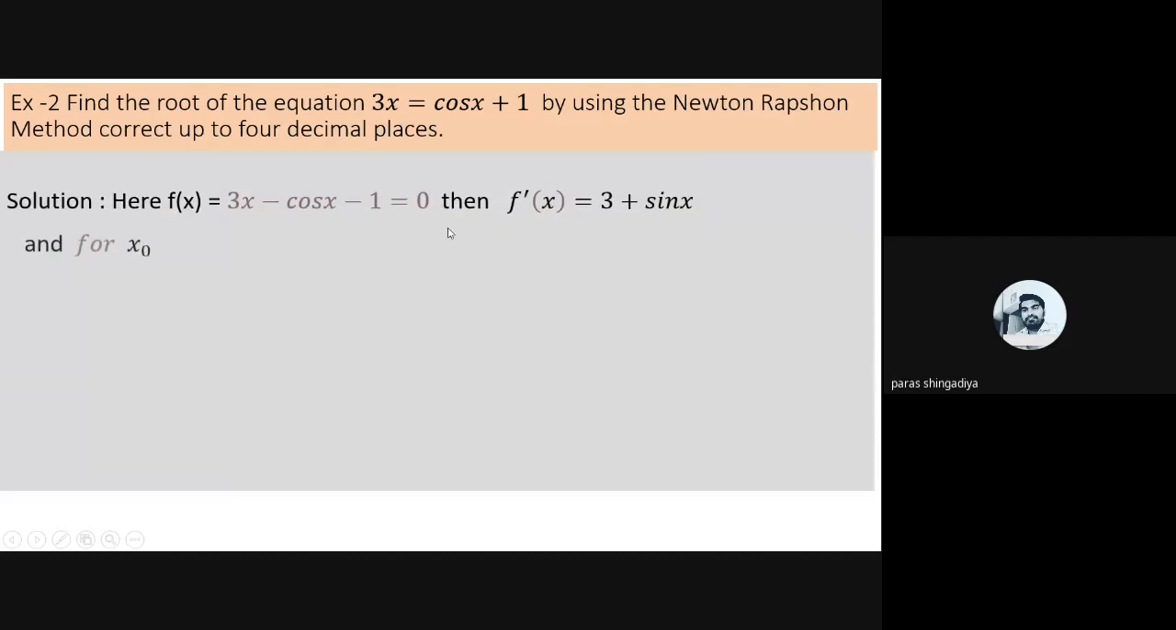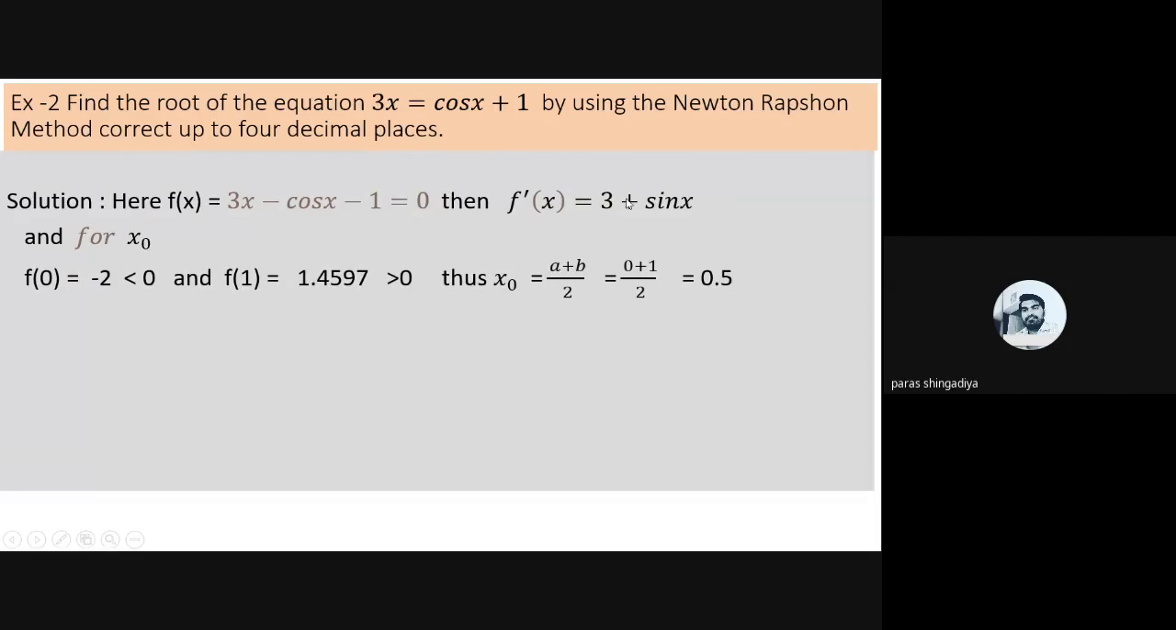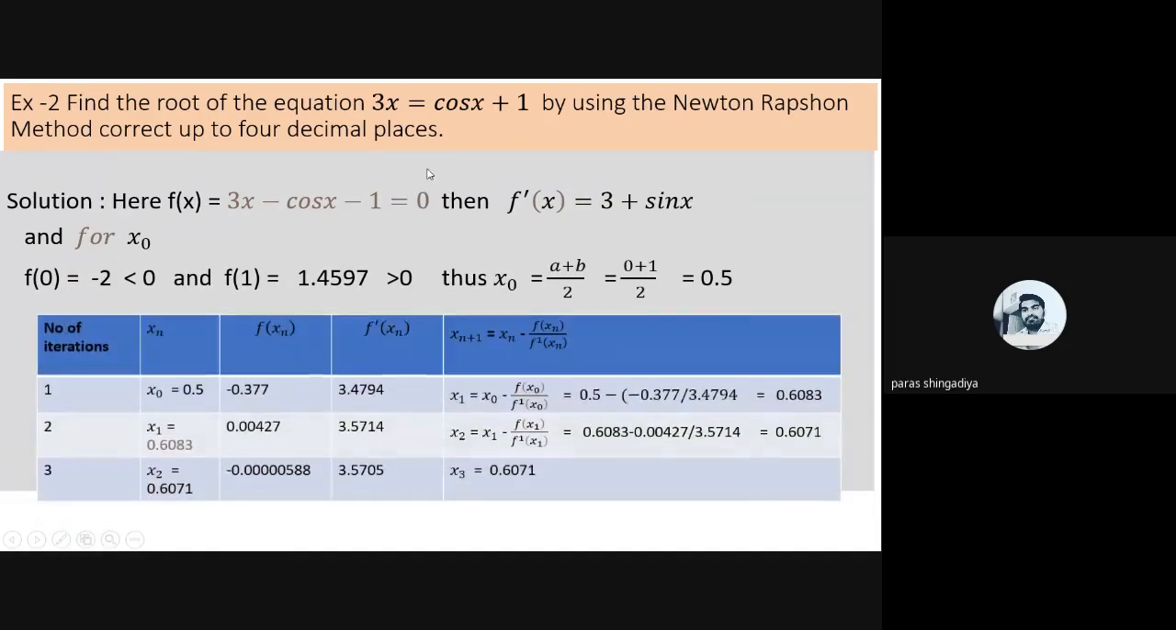The second example involves one trigonometric term: 3x equals cos x plus 1, and its derivative is 3 plus sin x. Here x0 is not given. So first we find x0 by finding an interval a, b where f of a is negative and f of b is positive, and then consider its average value. At 0 the function gets the negative value minus 2, and at 1 the function gets a positive value, 1.4597 something. The average value is 0 plus 1 by 2, that is 0.5, and now we use this value as x0.